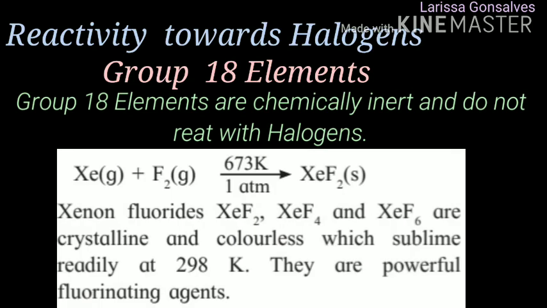Here is the reaction. Xenon reacts with fluorine to form xenon difluoride. Xenon fluorides like XeF2, that is xenon difluoride, XeF4, that is xenon tetrafluoride, and XeF6, that is xenon hexafluoride, are all crystalline in nature, which sublime readily at 298 Kelvin. Sublime means it gets converted from solid to gaseous state without undergoing the liquid state. They are fluorinating agents as well.